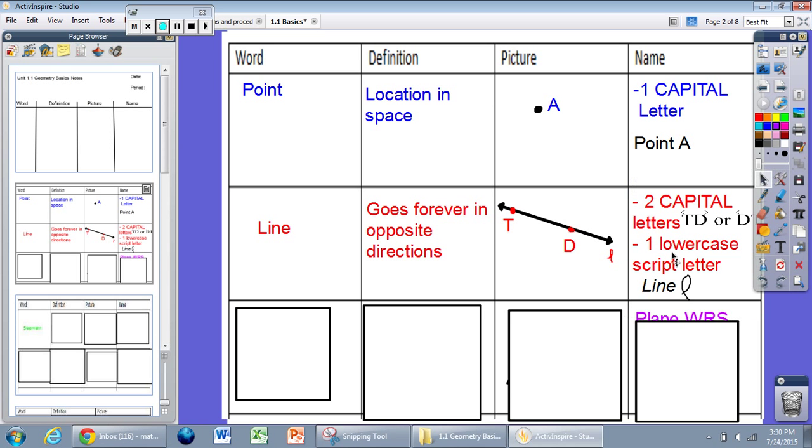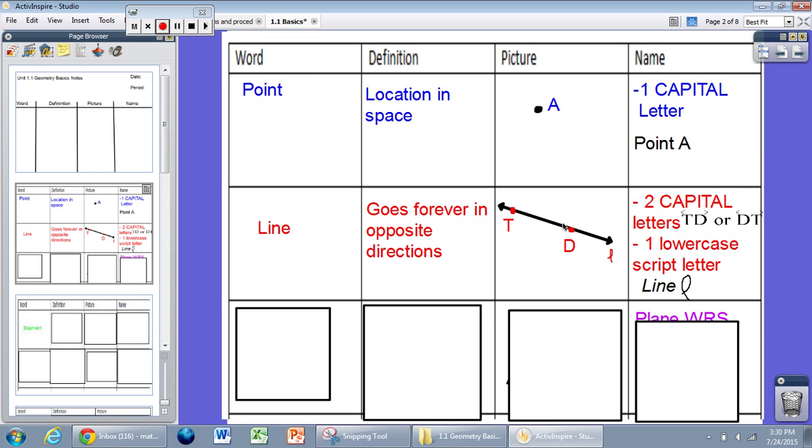Now, with lines, we have a few options for how we name them. You could call this line TD or DT. It doesn't matter which order. And both of the letters are capital. And above it, we put a symbol for a line. Your other option is to use one lowercase script letter, which means a lowercase cursive letter. The lowercase cursive letter is going to be near one of the arrows. It's not actually on the line like the points are. And make sure that it is lowercase.